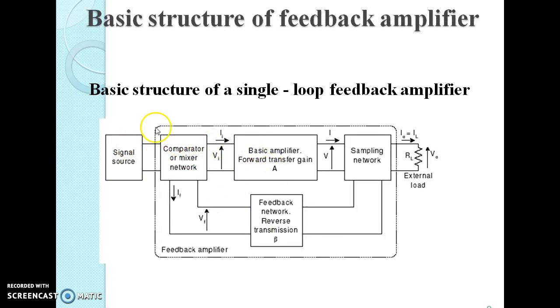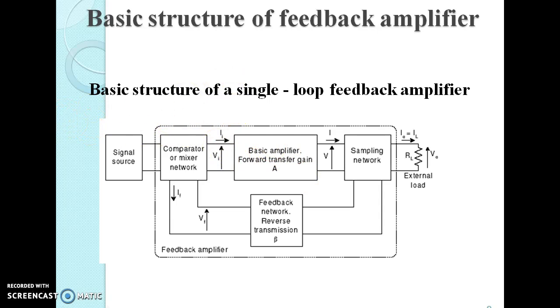Now we will see the basic structure of the feedback amplifier. In this, we have the basic amplifier with transfer gain A. The output of this amplifier is given to the sampling network, where the output signal is sampled and applied to the input of the amplifier through the feedback network. The output of the feedback network is mixed with the actual input signal and given to the input of the amplifier.